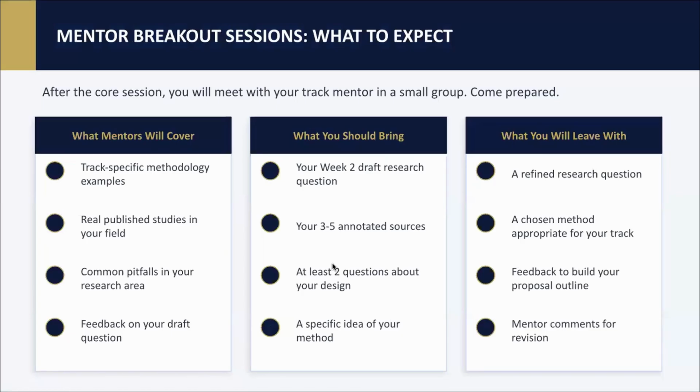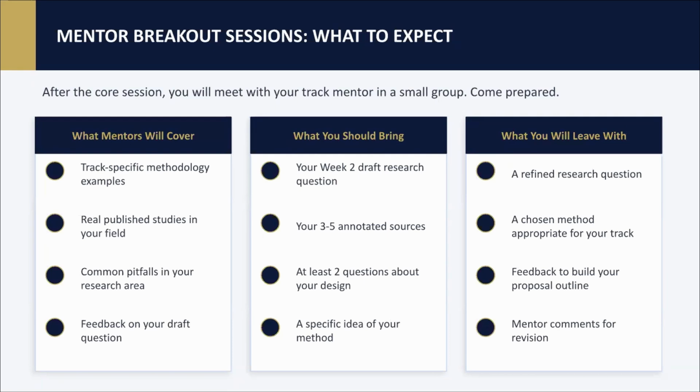Mentor breakout sessions: what to expect. After the core session, you will meet with your track mentor in a small group, so come prepared. The mentors will cover track-specific methodology examples, real published studies in your field, and common pitfalls in your research area, and they will give feedback on your draft question.